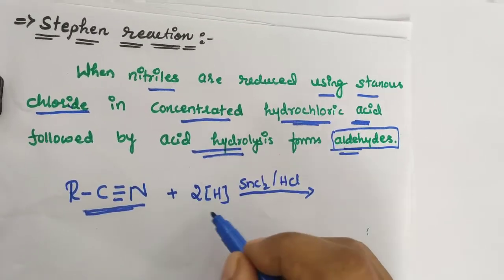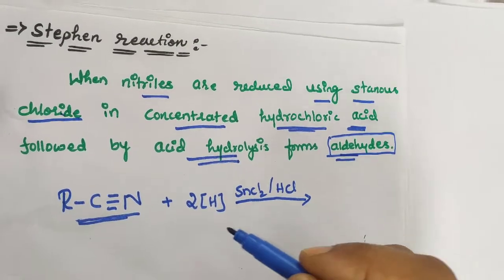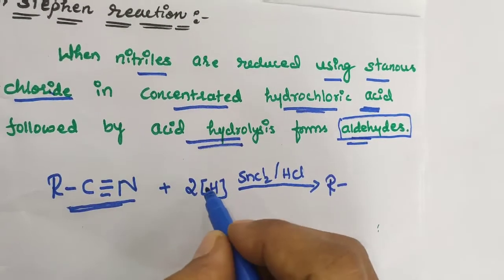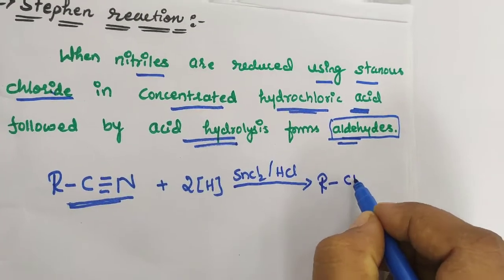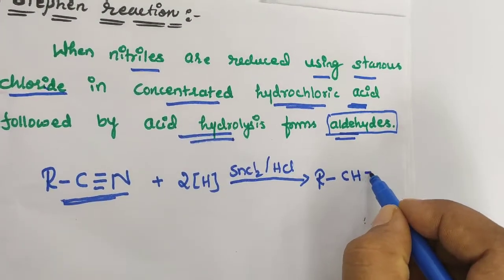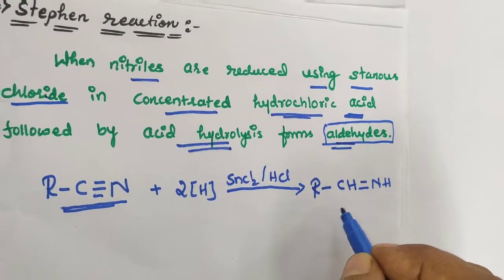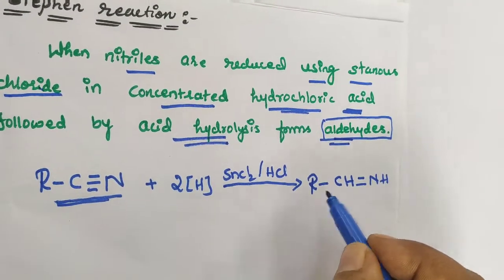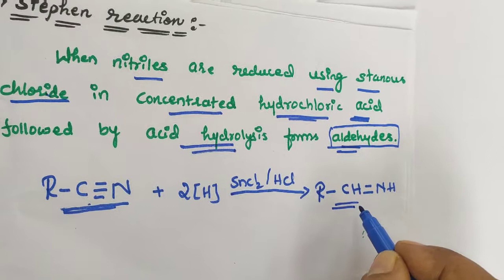So there is an addition of hydrogens to the cyanohydrocarbons. In the first step, this 2H must be added to this carbon and nitrogen. So RC triple bond N gets converted into a double bond, and there will be NH. So one intermediate is obtained, RCH=NH. This is the first step of the reaction.